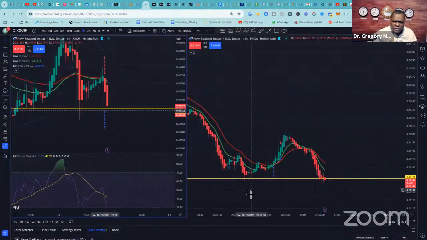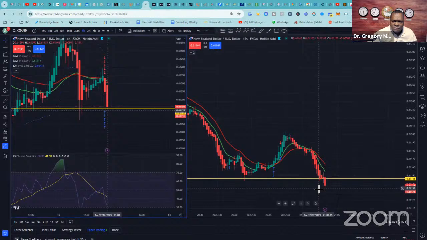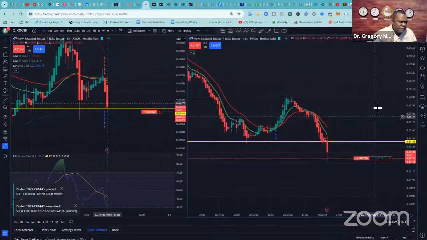Like they've gotten a little bit of a lift out of that. And we got some serious break to the south side.